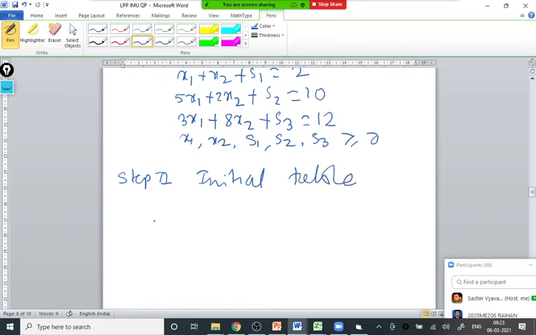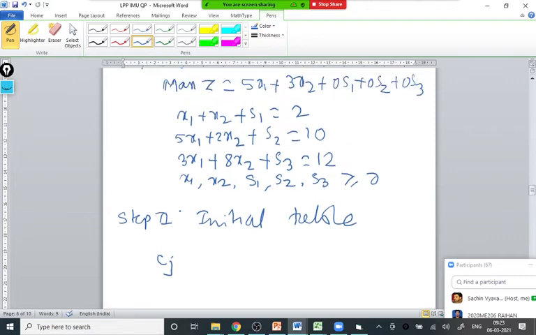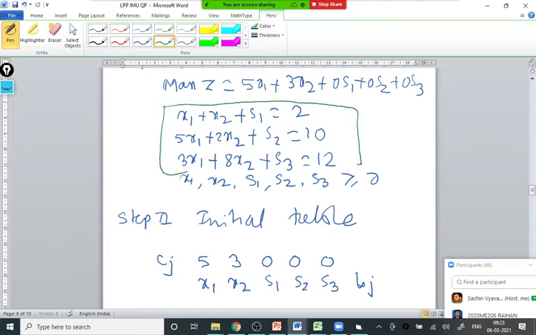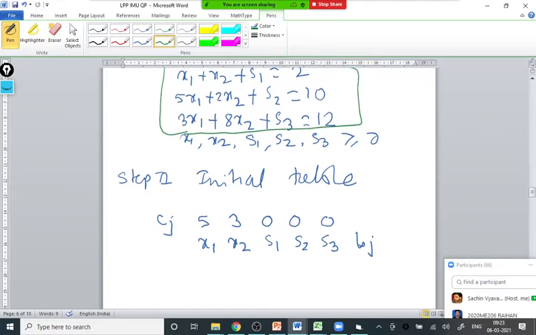We start with the Cj. Very good. So what are the Cjs here? Let me take it a little up. 5, 3. The corresponding variables x1, x2, s1, s2, s3 and bj. Now the important part: whatever equations we have, this set of simultaneous equations, you have to write in the table now. These 3 equations will come here again, exactly the same.